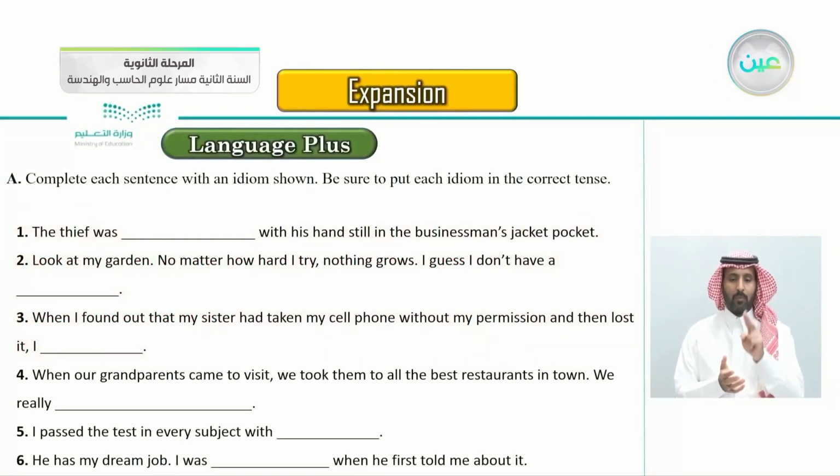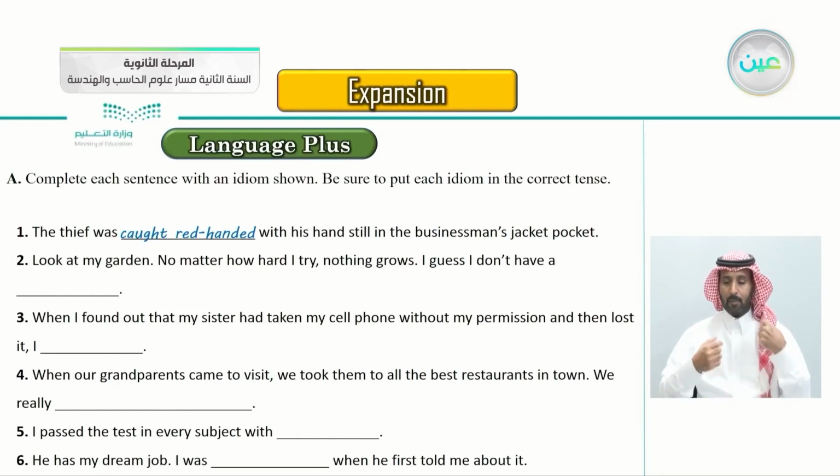So getting back to our question here, complete each sentence with an idiom shown. Be sure to put each idiom in the correct tense. So the first one: the thief was blank with his hand still in the businessman's jacket pocket. Choose an idiom and pay attention to the tense. So number one is, the thief was caught red-handed, of course, because his hand was still in the businessman's jacket pocket.